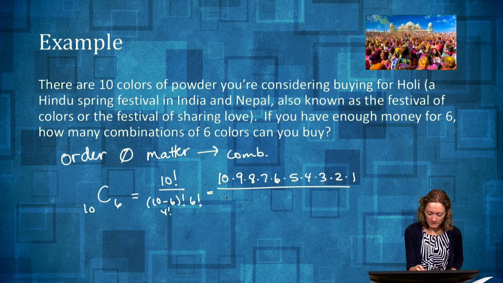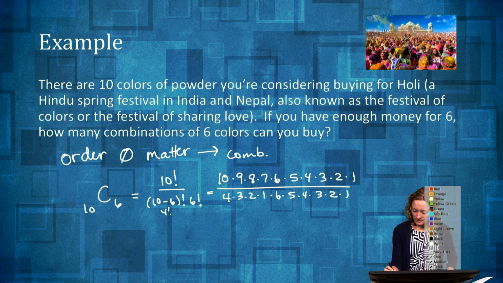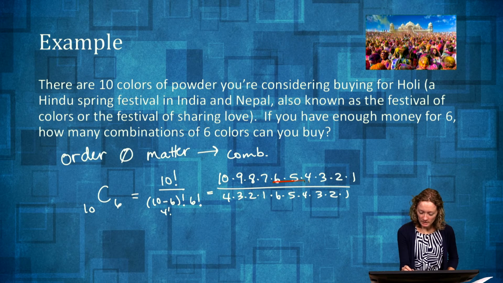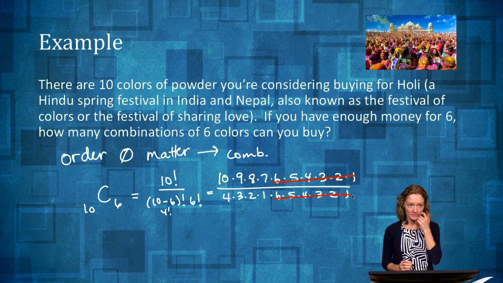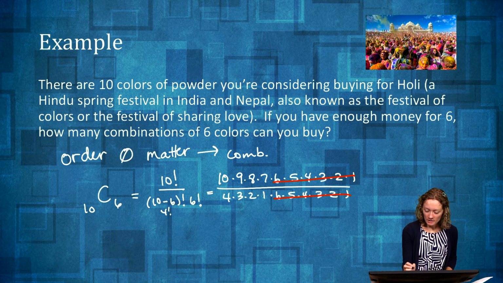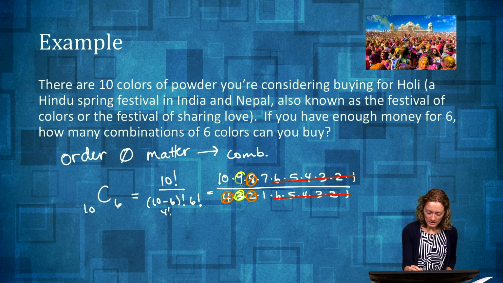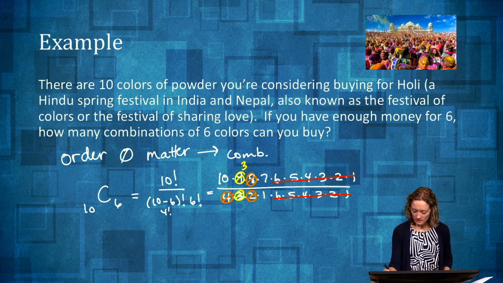This is 4, so we have 4, 3, 2, 1, and a 6, 5, 4, 3, 2, 1. I like to, instead of doing all this multiplication, cancel whatever I can out. You don't have to do that. You could just multiply it all. The 2 and the 4 cancel the 8 out. And then the 3 and the 9 leaves a 3.